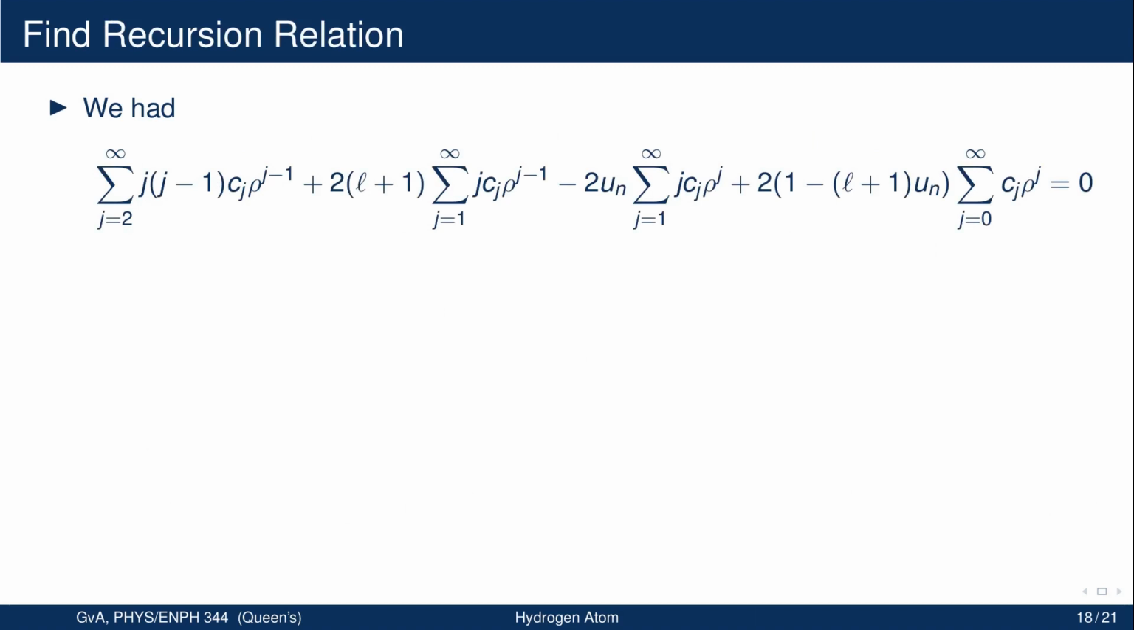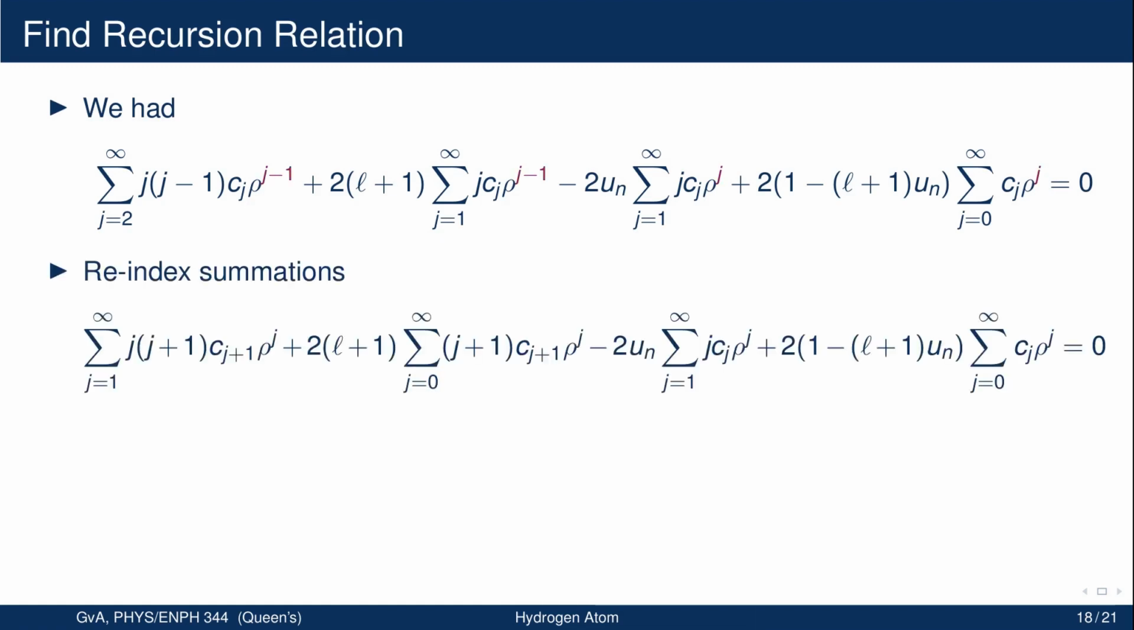You might remember from your study of ordinary differential equations that in order to solve ordinary differential equations using these power series expansions, we need to solve a recursion relation for the coefficients. In order to do that, I'm going to re-index the summations here. You can notice that all the powers of rho here are not the same between the various terms, and so I want to make them the same by re-indexing the summation.